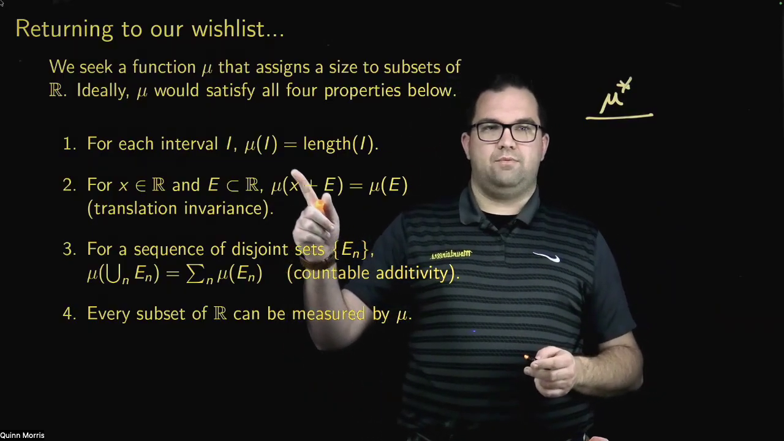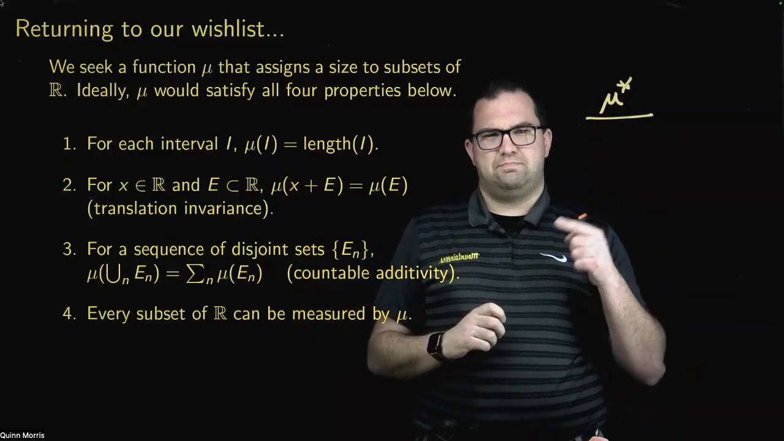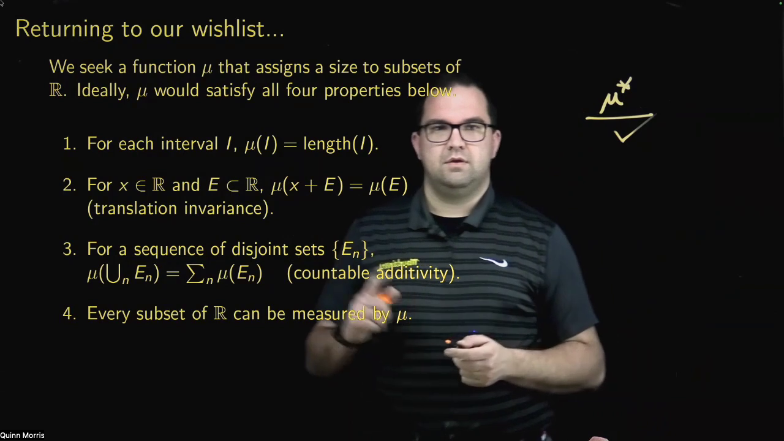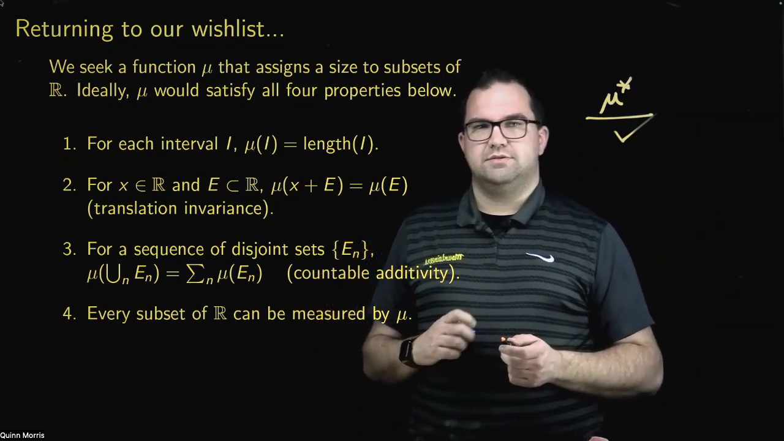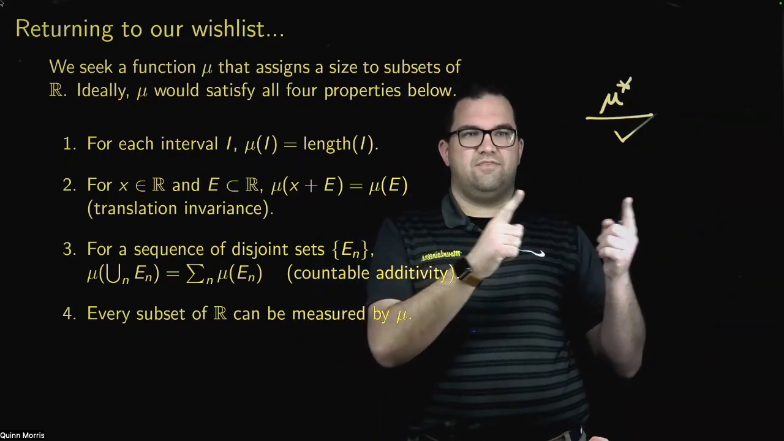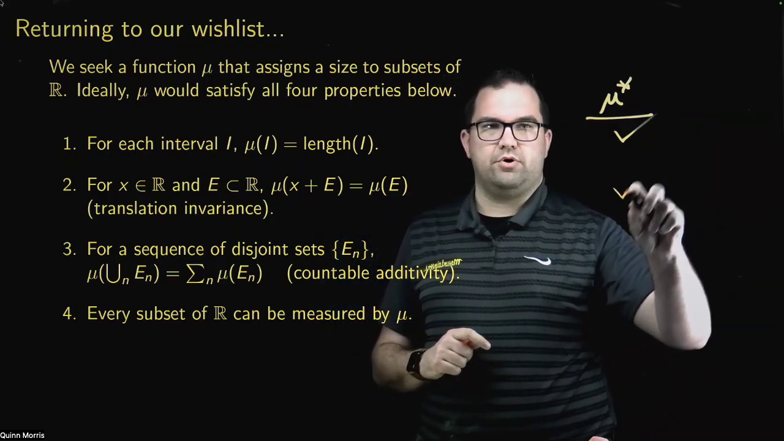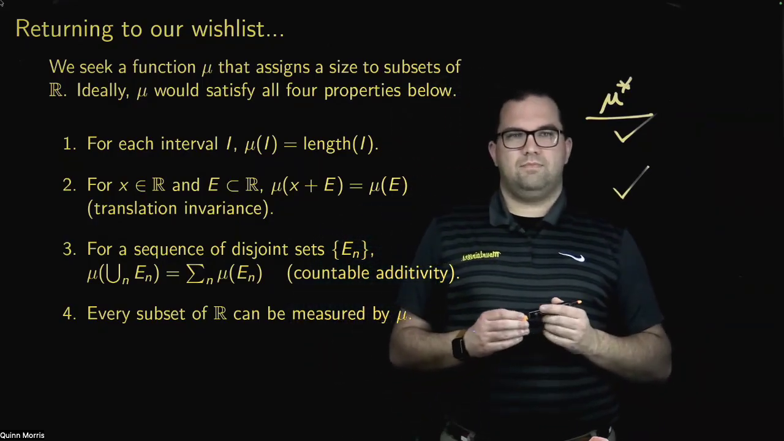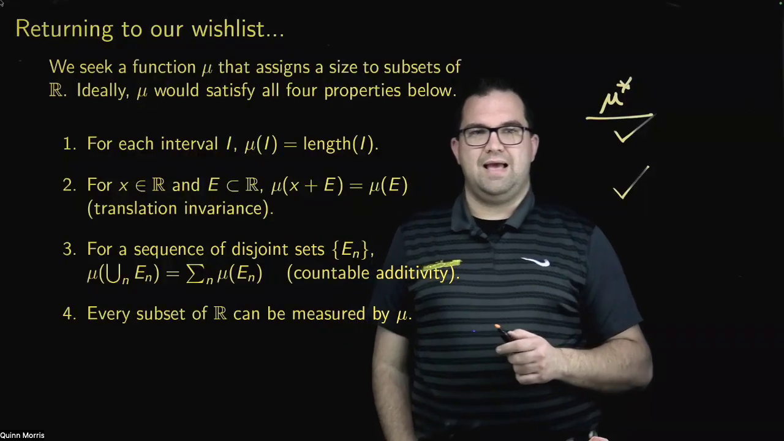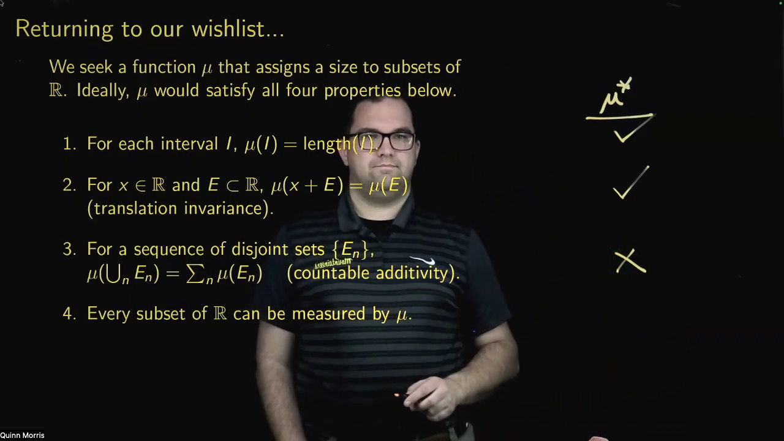Well, for each interval I, we'd like the measure of that to be the length. Now, we haven't proven that, but you start to feel like, well, this was built out of that. Yeah, we're going to get that first property. What about translation invariance? Well, again, this is built out of things about intervals, and the lengths of intervals are translation invariant. So I feel like this ought to work too. Now, this one is harder to see, but it actually turns out that as stated, we will not get this property.